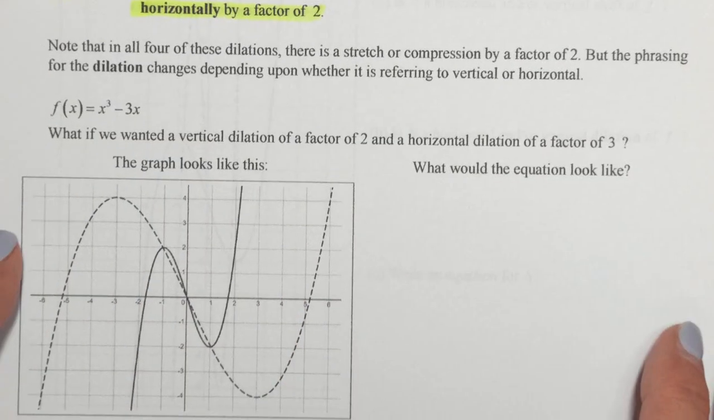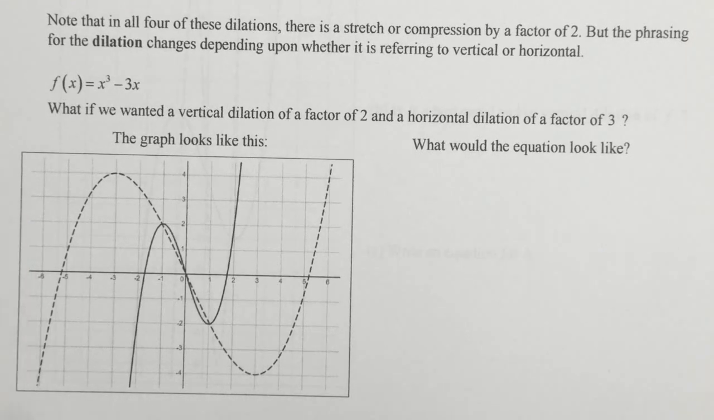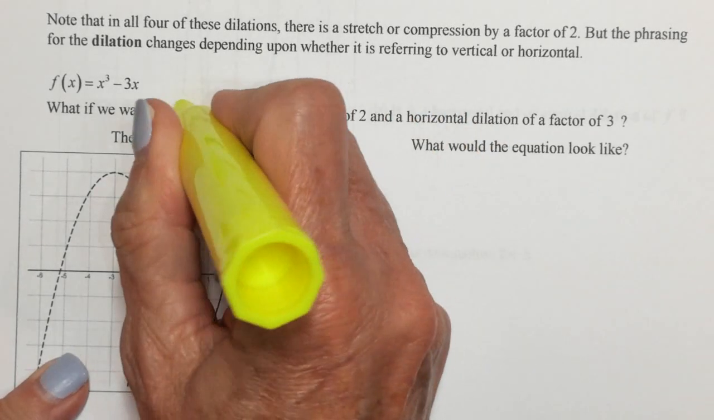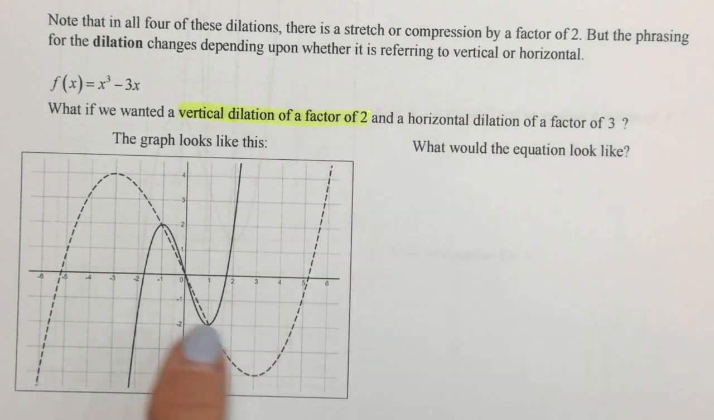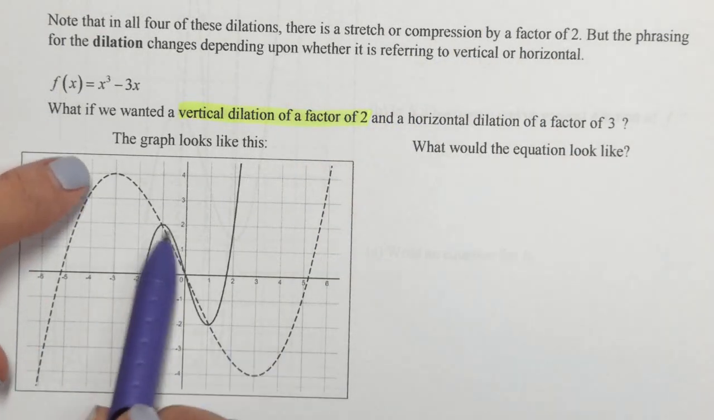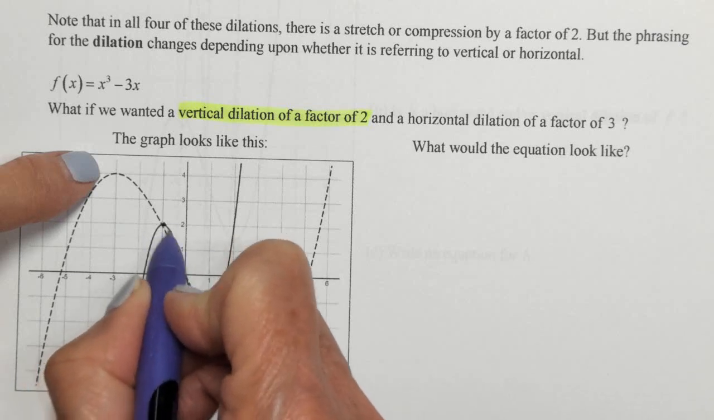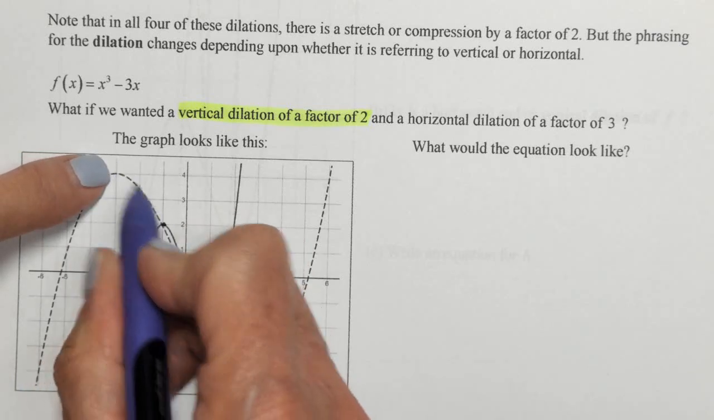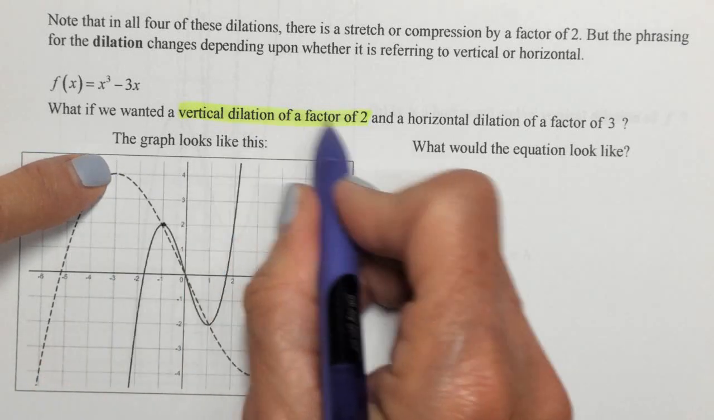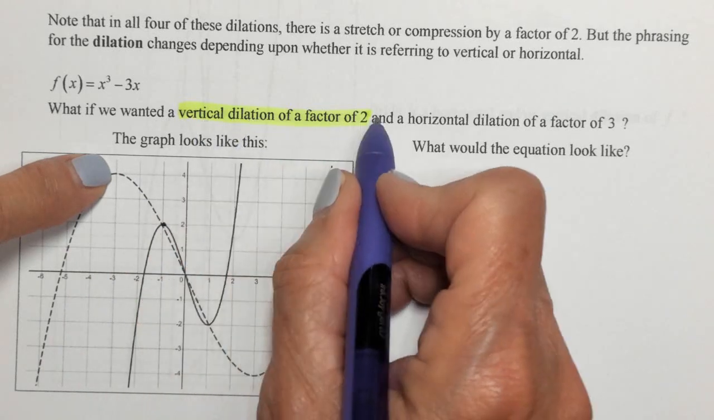What if we want a vertical dilation? We want a vertical dilation of factor 2. So we want our y to double. So I'm focusing on that point right there, that hump of our original, and it doubled, didn't it? It was at 2, and now it's 4. So it is a vertical dilation of factor 2.